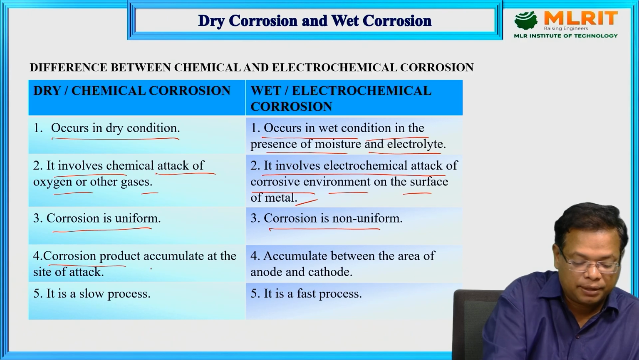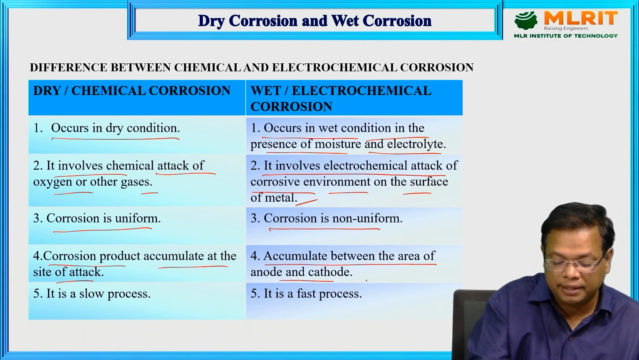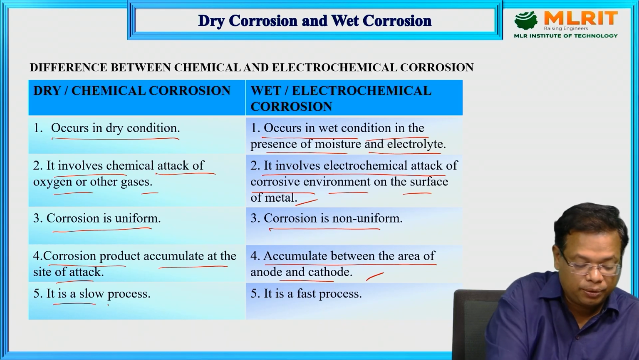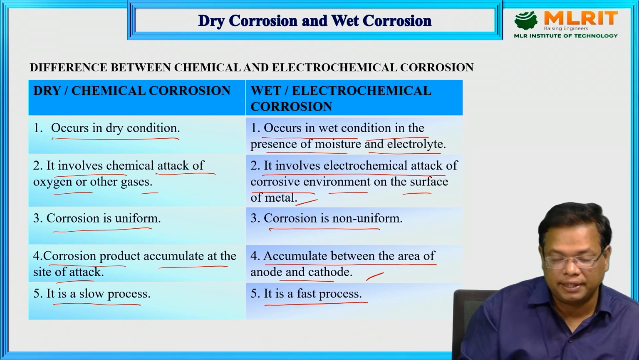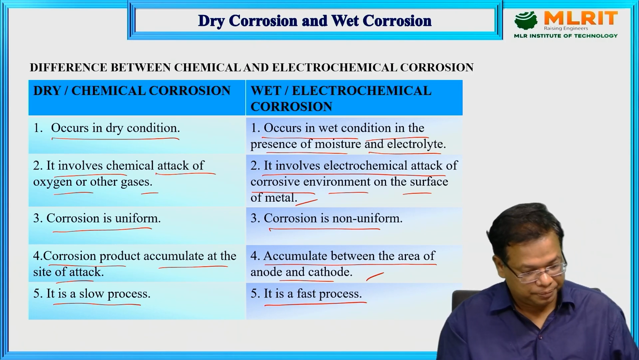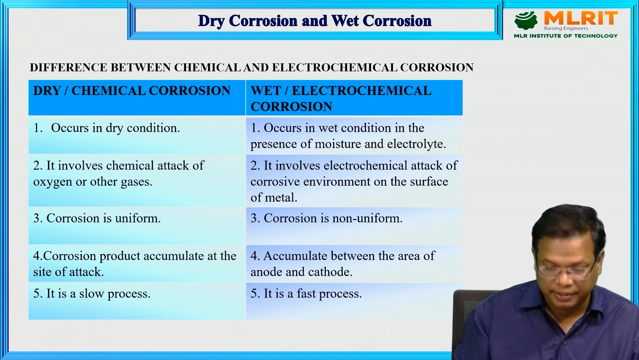Corrosion products accumulate at the site of the attack in wet corrosion, between the areas of the anode and cathode. Dry corrosion is a slow process, and wet corrosion is a fast process. So these are the major differences between dry corrosion and wet corrosion.